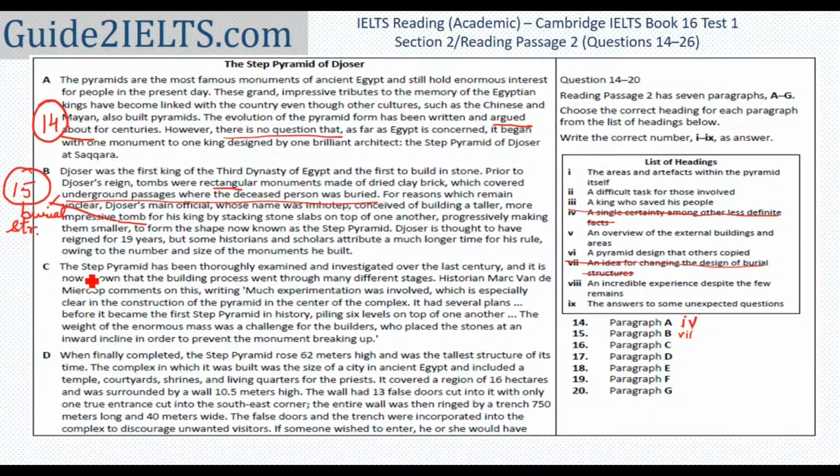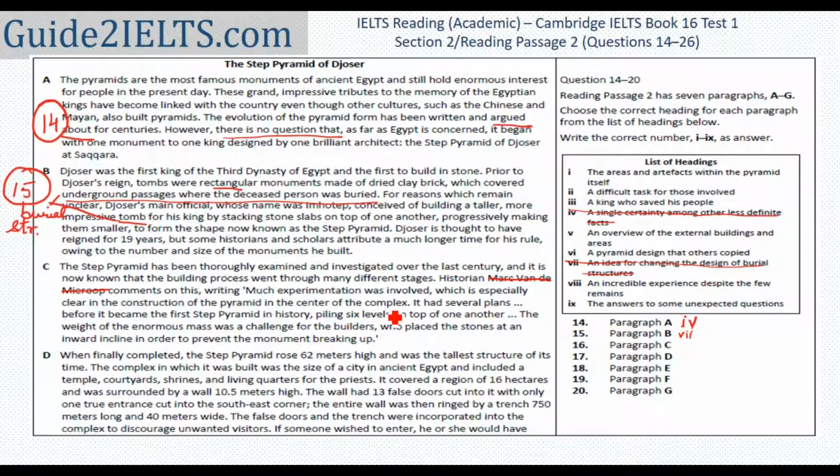Paragraph C now. The step pyramid has been thoroughly examined and investigated over the last century. Now known, the building process went through many different stages. Some historian comments, don't read the names, they confuse you. So some historian comments, much experimentation was involved, which is especially clear in the construction of the pyramid in the center of the complex.